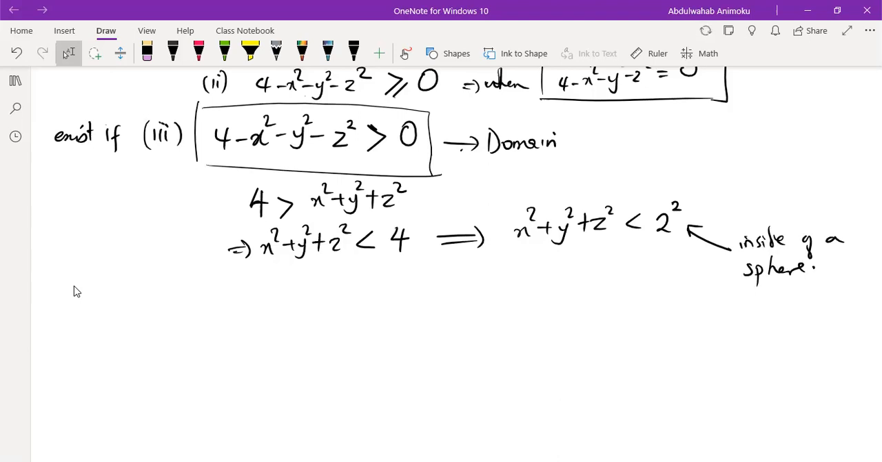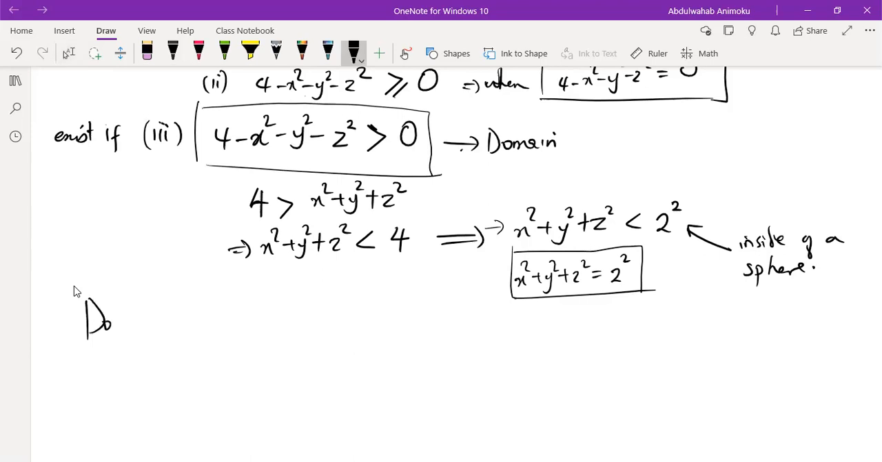So for example, let's say we had equality, that would be, so the equality part will give us the equation of a sphere with radius 2 centimeters. But this would be the inside of that sphere without the boundary. You can see that we are having a sphere where the boundary is not included as part of this domain. That is basically what the domain of this function is.